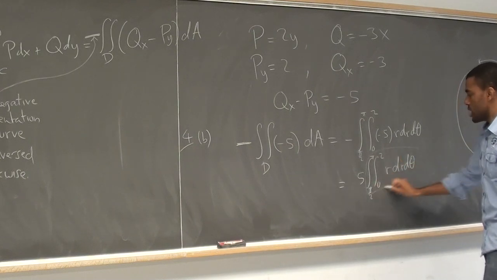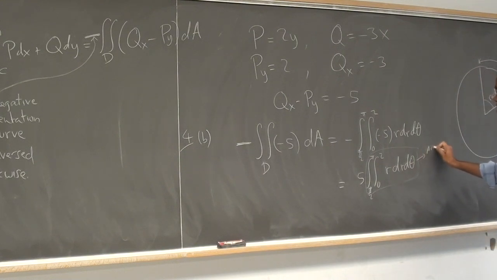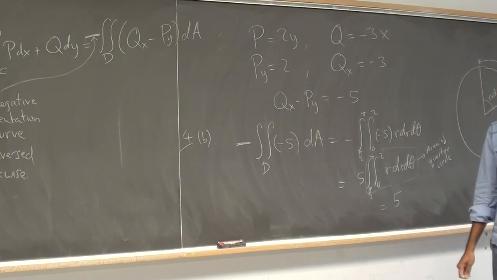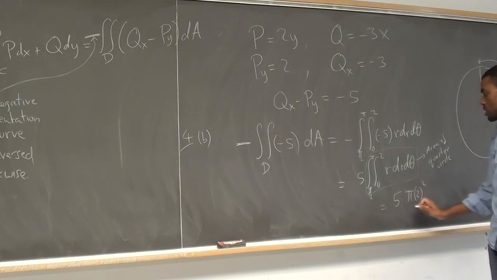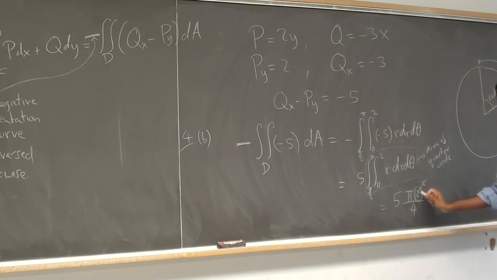Well, this just gives you the area of the region, right? This is the area of the quarter circle. I mean, you could do it the long way, but I think it'll be easier just knowing that. So this is just 5 times, what's the area of a circle? Pi r squared, what's the r? Radius 2. So it's pi r squared, but you divide by 4 because there's only a quarter. True. So this would cancel that, you get 5 pi.